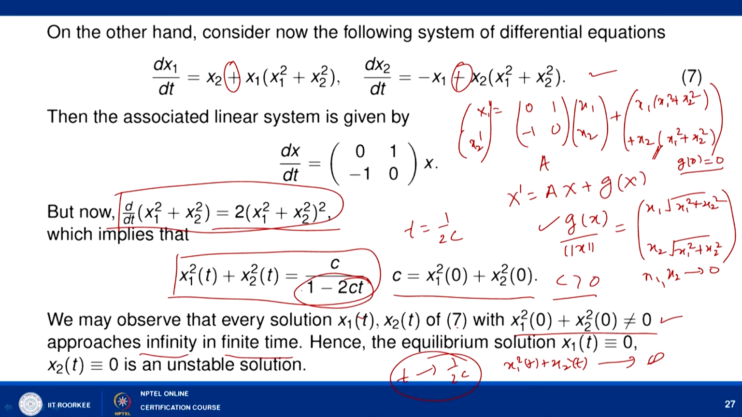Here, if you look at both equation number 6 and 7, the linear part is the same, that is dx by dt equal to Ax, and A is the same matrix, that is [0 1; -1 0]. But in the previous problem we got that the zero solution is an asymptotically stable solution, while in this problem we have seen that the zero solution is an unstable solution.